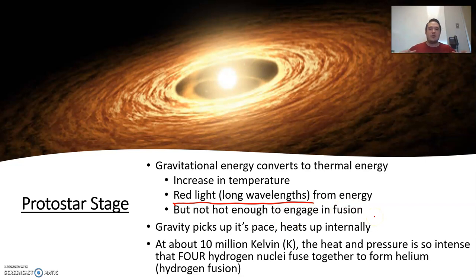So in the last video, we had nuclear fusion where we were taking elements and we were combining them together in order to make other elements. Okay, we were fusing elements together in order to change what kind of elements were present. There's not going to be enough heat for that to happen at this stage. Gravity picks up its pace and it heats up internally. At about 10 million Kelvin, the heat and pressure is so intense that 4 hydrogen nuclei fuse together to form helium. This is called hydrogen fusion.